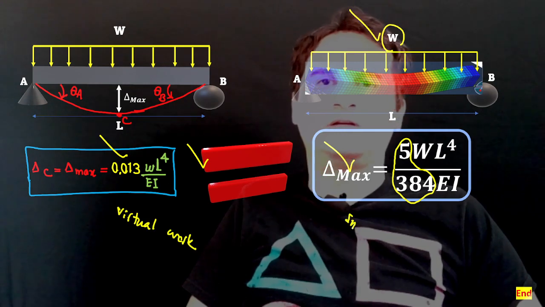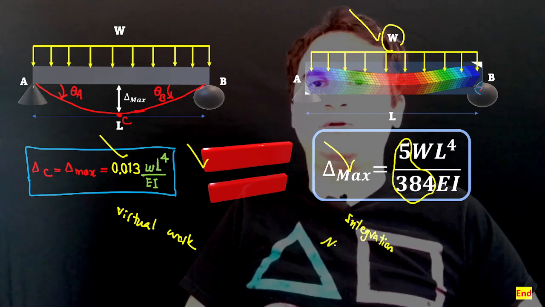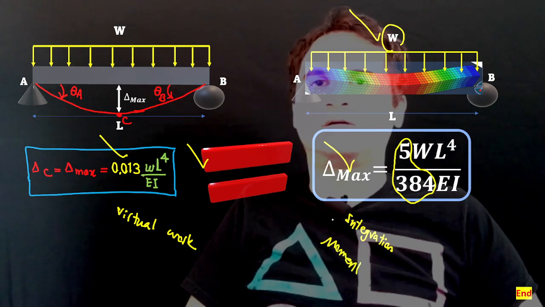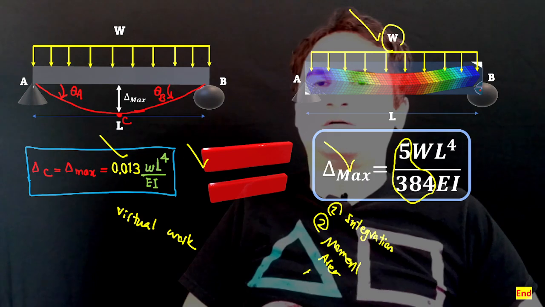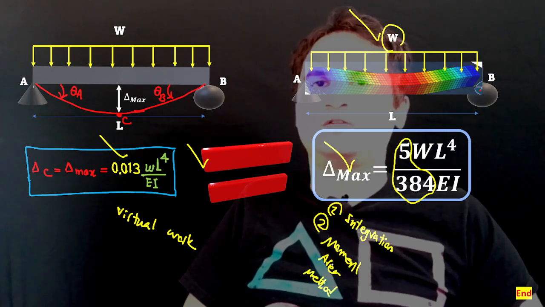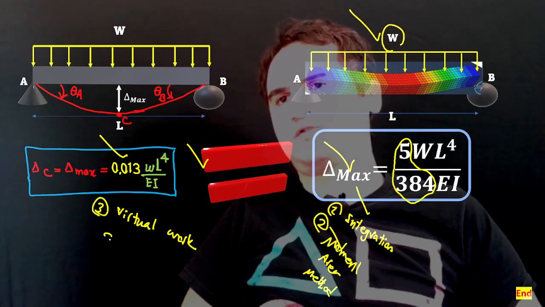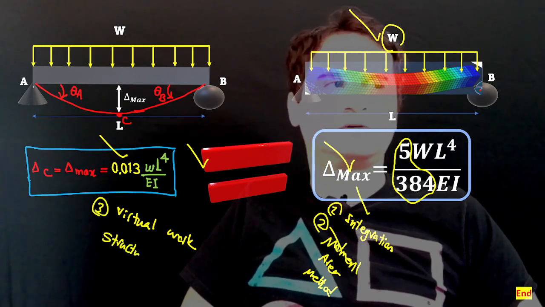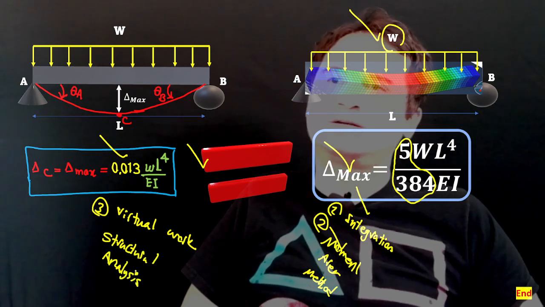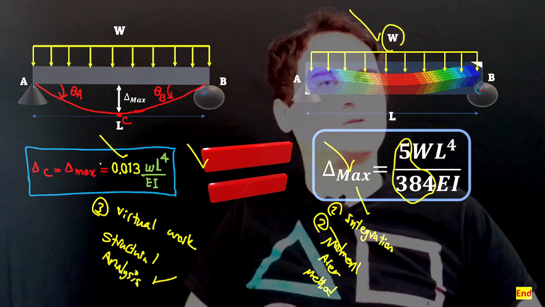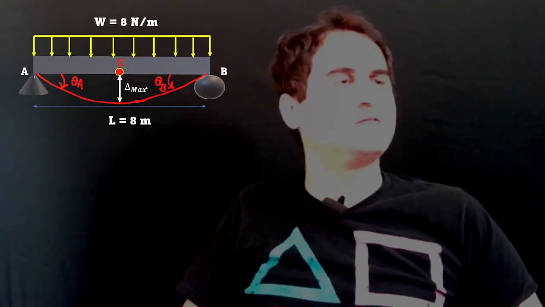with integration and the moment area method, which is solution 1, solution 2, and the solution from structural analysis can get the same amount of deflection. Let's put it into a numeric value problem.